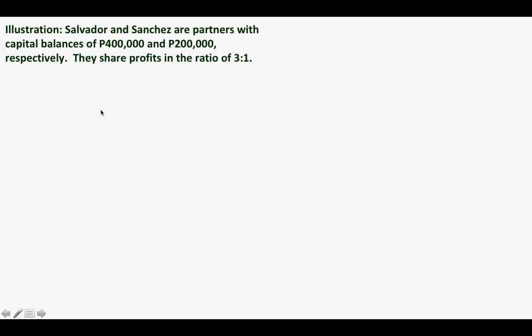And let me illustrate with you some problems that you might be experiencing in our quizzes or assessments. Here we have Salvador and Sanchez, partners with capital balances of 400,000 and 200,000 respectively. They share profits in the ratio of 3:1.